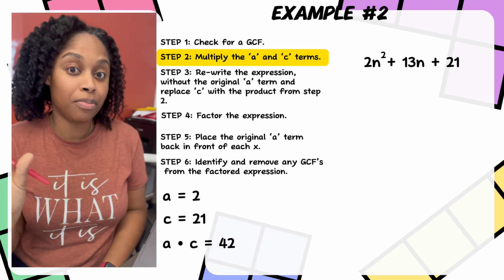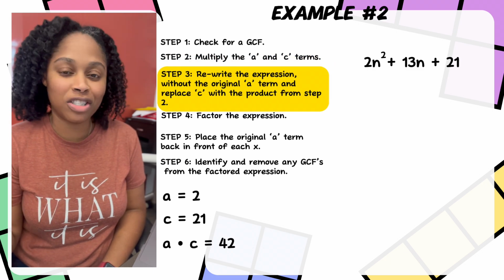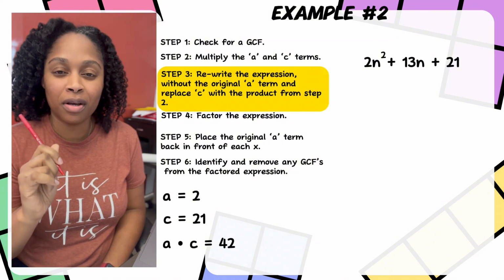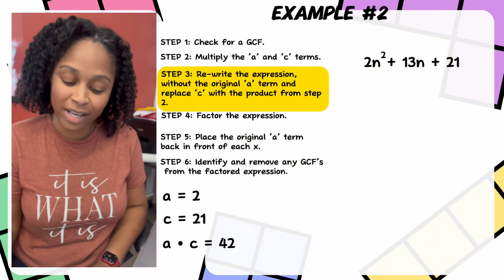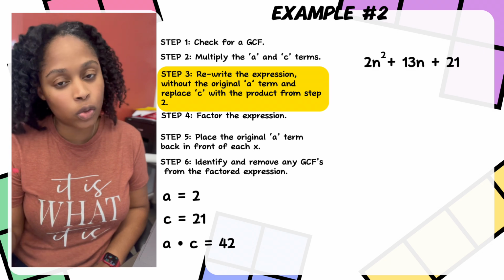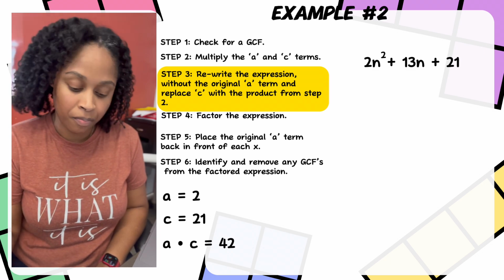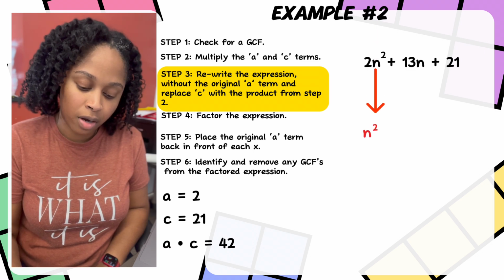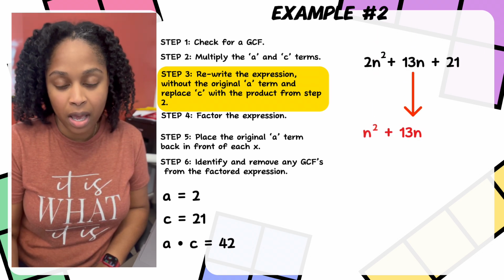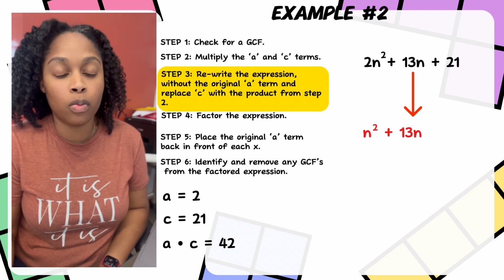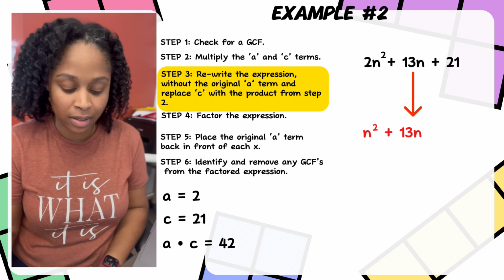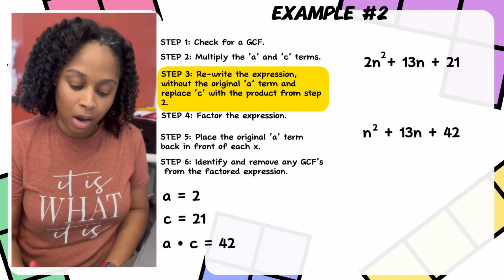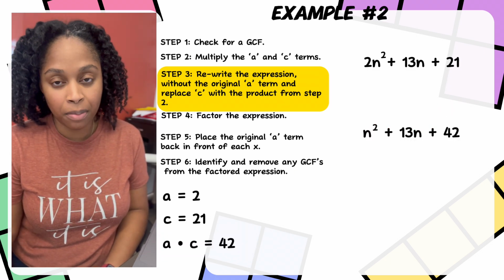Okay, now step 3. We need to rewrite the expression without the original A term, and then replace C with the product from step 2. So I'm going to rewrite my expression. Instead of having 2n squared plus 13n plus 21, I'm going to get rid of the 2, which was the A term. So I have n squared plus 13n. And then instead of writing 21, which was in our original problem, I'm replacing that 21 with 42. Cool. All right, so now we have n squared plus 13n plus 42.